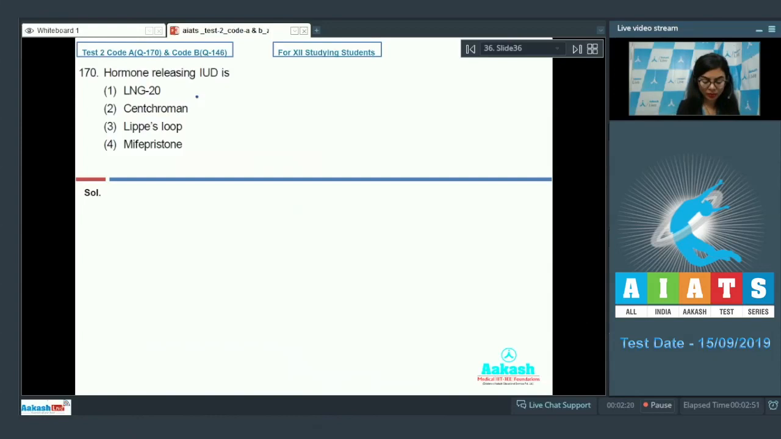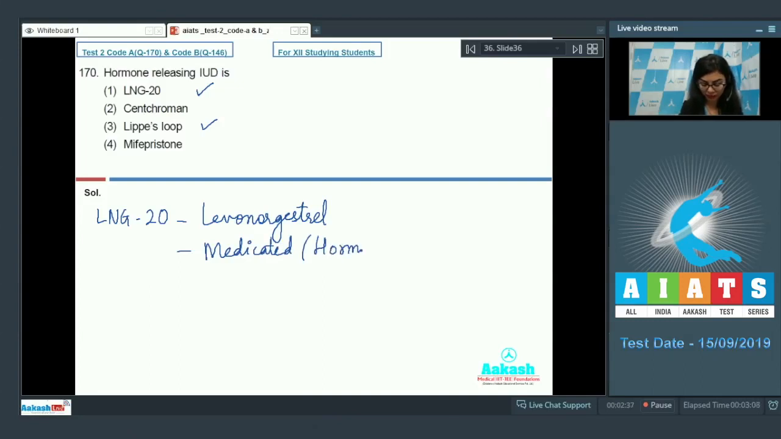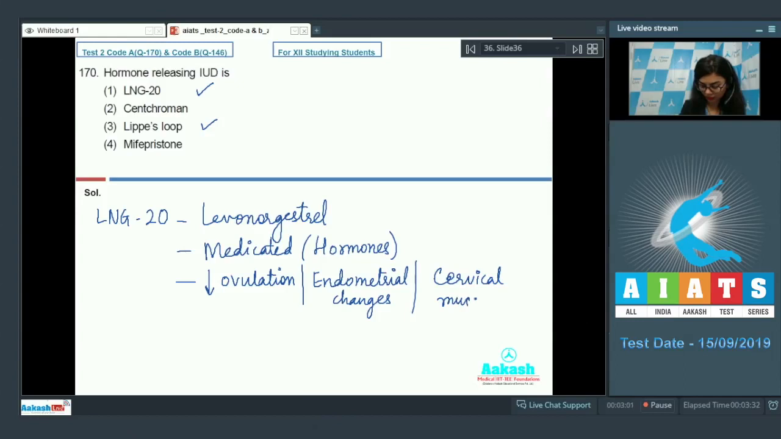Now out of all these options, LNG20 and lipase loop are IUDs. Let's go over them one by one. LNG20, also known as levonorgestrel IUD. It's a medicated IUD. What do you mean by medicated? That it has hormones in it. And this releases small quantities of hormones which suppress ovulation. The other effects are that they bring on endometrial changes, also changes in the cervical mucus, which causes contraception in this case.